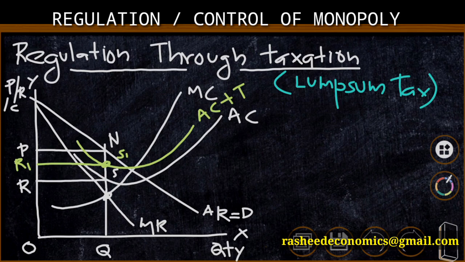Now the profit has been decreased to the PNS1R1 area. It is clear that the lump sum tax method of controlling monopoly is better than the specific tax method, because in case of specific tax there is a reduction in quantity and increase in price. The burden will be shifted to the consumers, but here the quantity and price of the commodity remains the same. There is a reduction in abnormal profit of the monopolist alone.